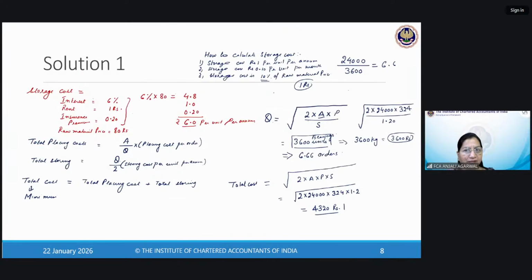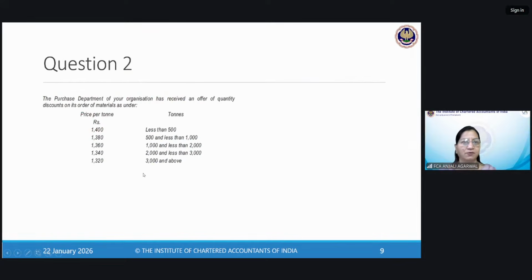Though there is a small technicality in this, because see, how do you calculate the storage cost? In the previous question, we calculated the storage cost as 24,000 units. On an average, 12,000 units. Let's say the raw material was costing us 1.20. Right? But if the storage cost was 10% of the raw material price, then in that case, the storage cost will also be calculated a little differently. Okay, we'll look at the next question and then you will be able to see.